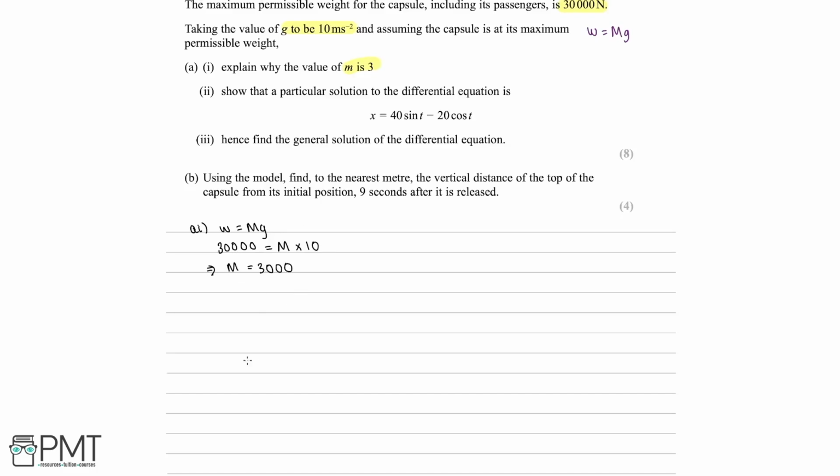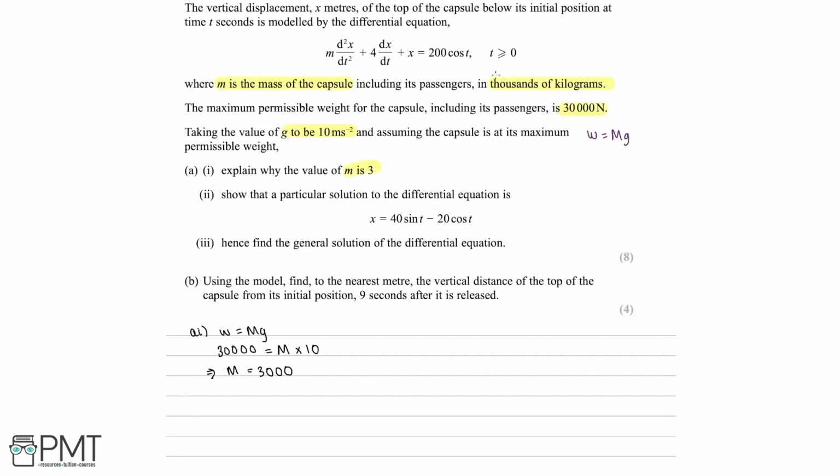If big M is equal to 3,000 and big M represents the mass of the capsule in kilograms, then small m is the mass of the capsule in thousands of kilograms, so small m is equal to big M divided by 1,000, which is equal to 3. Thus, m is equal to 3, and we have shown that m is equal to 3.